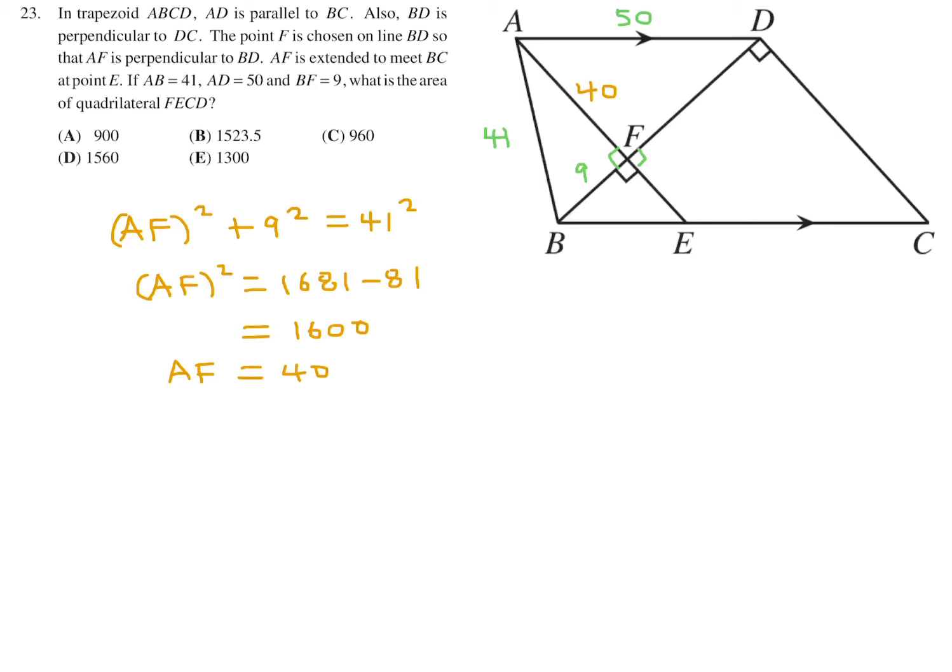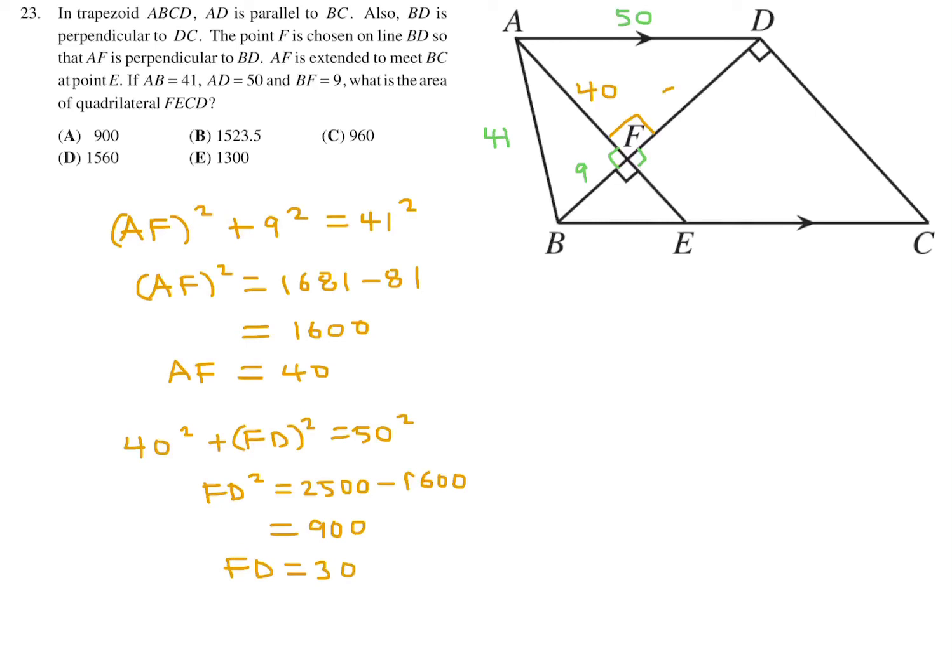Probably FD using Pythagoras, since that's a right triangle. This length of FD, that's going to be possible. So 40 squared plus FD squared is equal to 50 squared. So FD squared is equal to 2500 minus 1600, and that's 900, so therefore FD is 30. So put that in there, right there, 30.